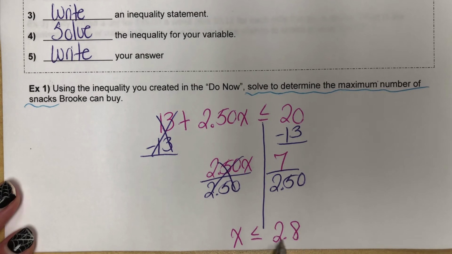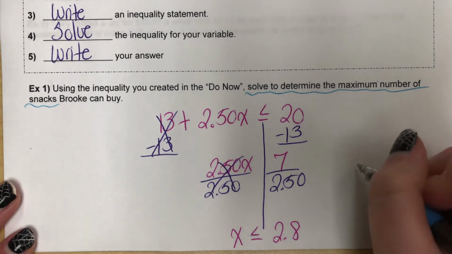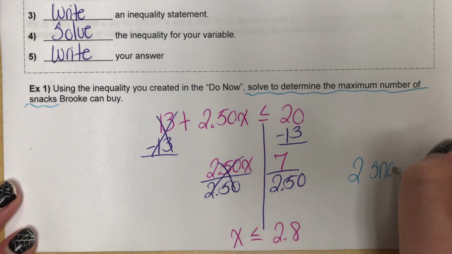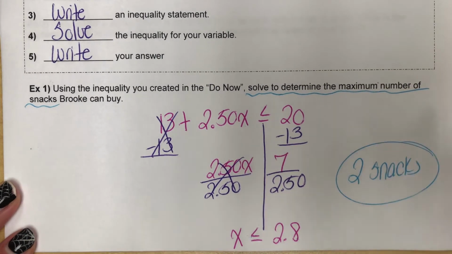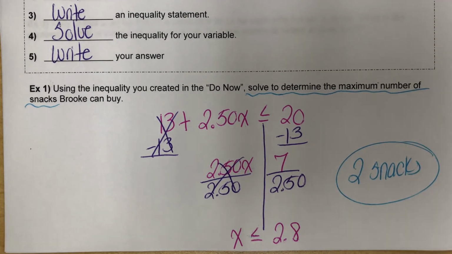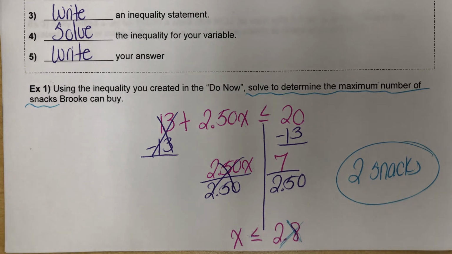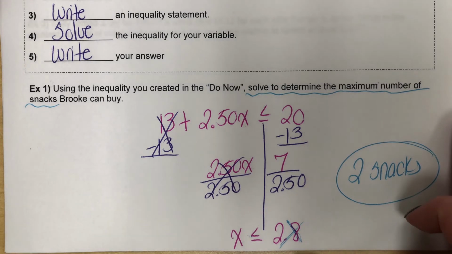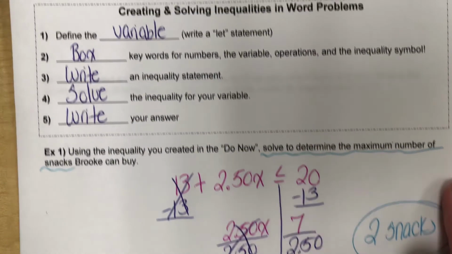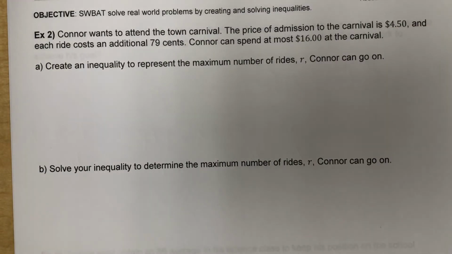So 2.8 doesn't make sense. I can't buy 2.8 snacks, so that means I want to round down. I want to be less than, so I would really only be able to buy 2 snacks. That would be the maximum number of snacks that Brooke can buy. It would have been 2. All right, so the rule that we are following right now is you're just going to ignore that decimal on the end for this question. And then we're going to see what we have to do in those other word problems as we work through today. All right, let's flip and go to the next page.